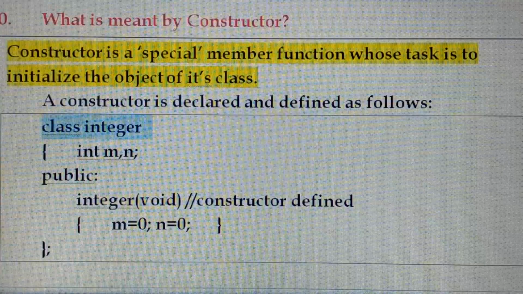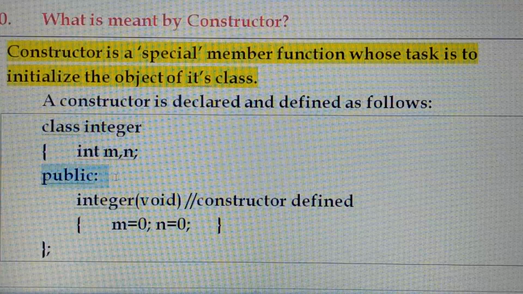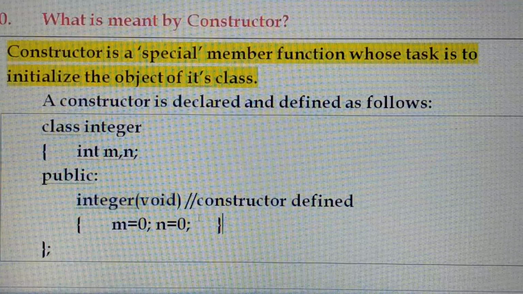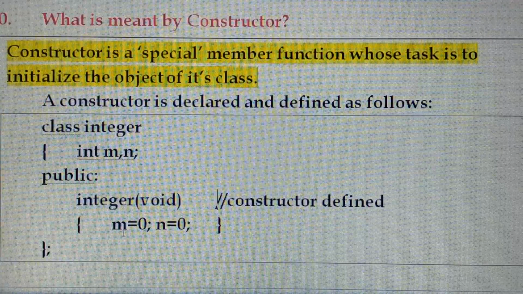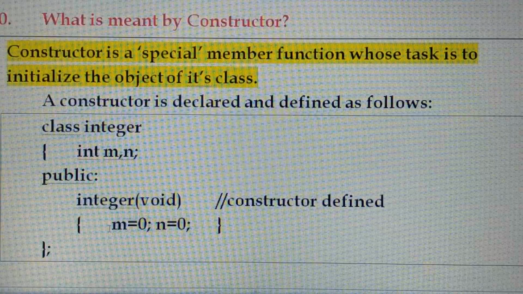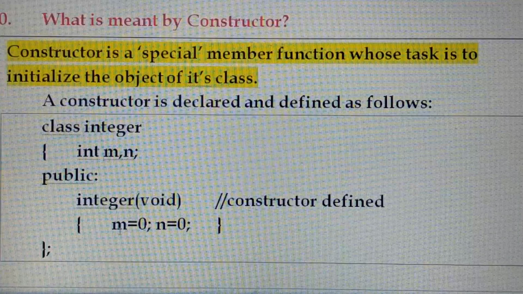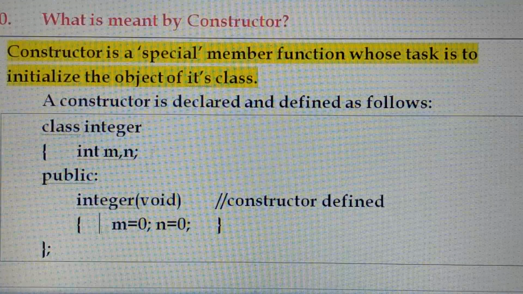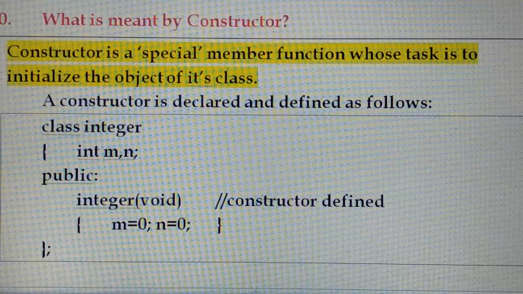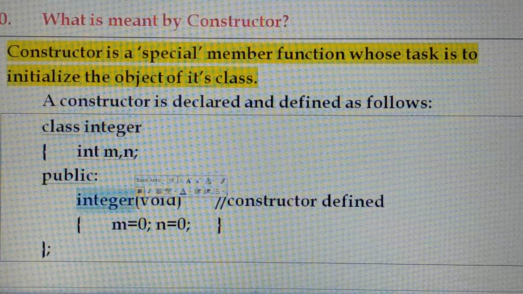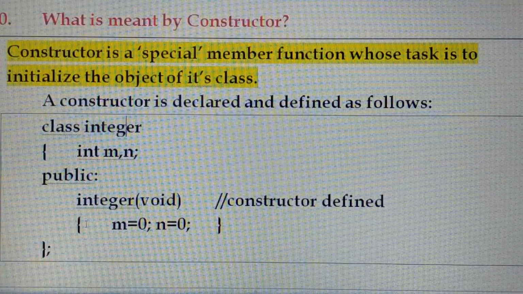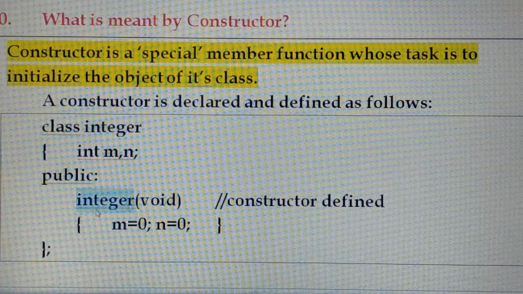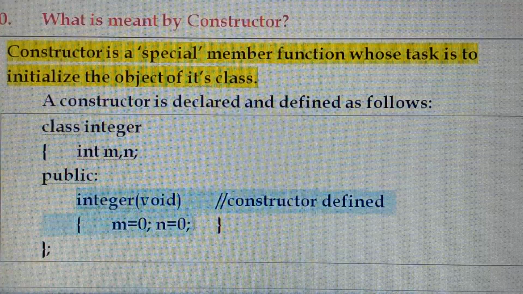Here you can see an example, class integer. The data members are integer m, n. Then in the public section, integer(), here the constructor is defined. Here m value is 0 and n value is 0. We are giving the initial values to these data members. You can easily identify a constructor in a class because the name of the constructor should be the same as the class name. The class name is integer here. In the same way, the function name is integer. So both are the same. Then it is the constructor of this class.